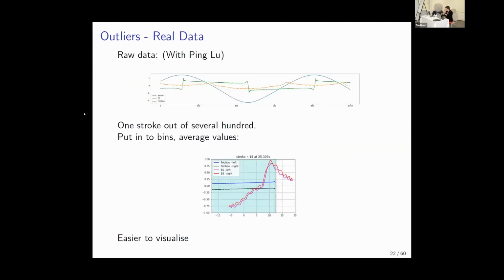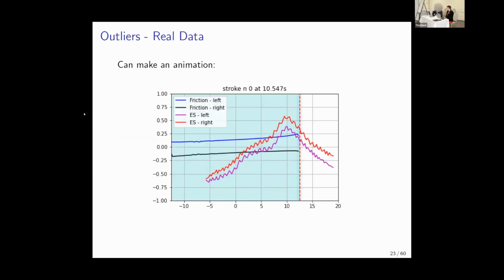This is the raw data. Ping Lu did most of the work, all of the work. She gave me the numbers, and then that was my job. So I thought, right, this data doesn't make much sense on its own. I need to picture this a bit better. So I put it into bins, averaging the values in each bin, so I could see at what time along the stroke. The sinusoidal curve is telling you the displacement. That's now the bit at the bottom. The sensor actually hung over a bit, so it went over the edge of the wear scar. Makes it a bit easier to visualize.